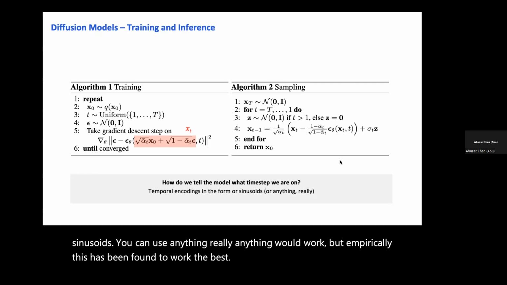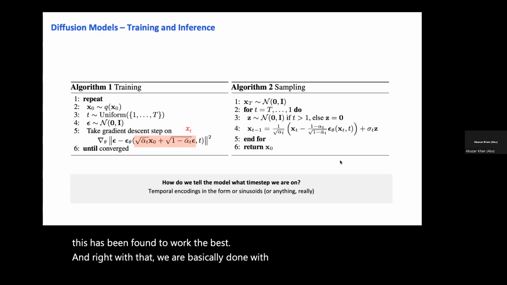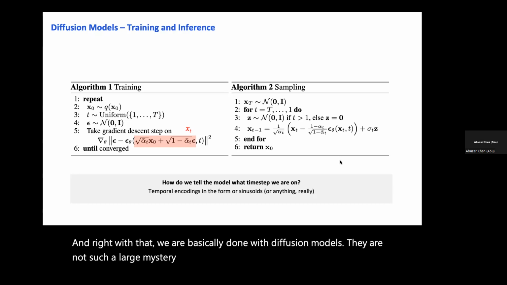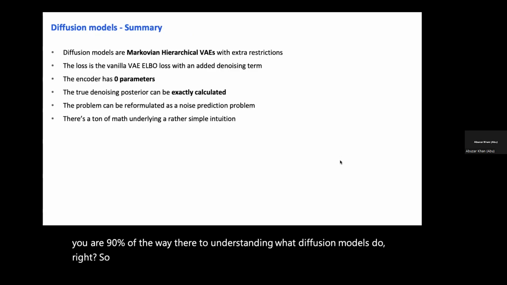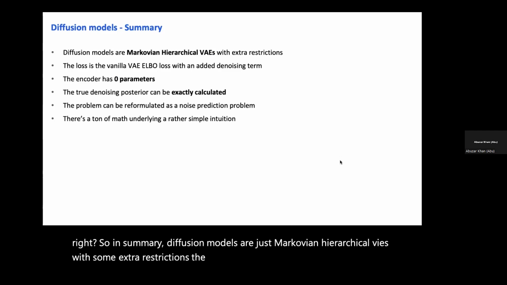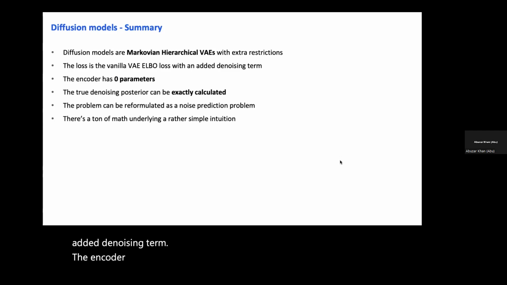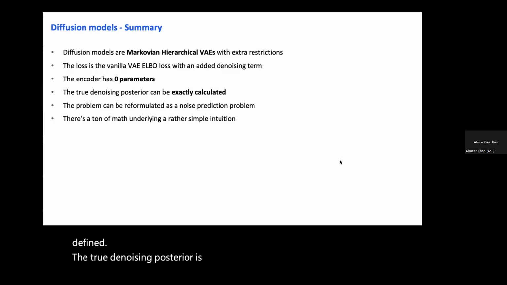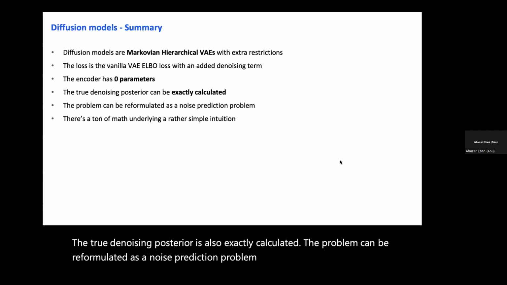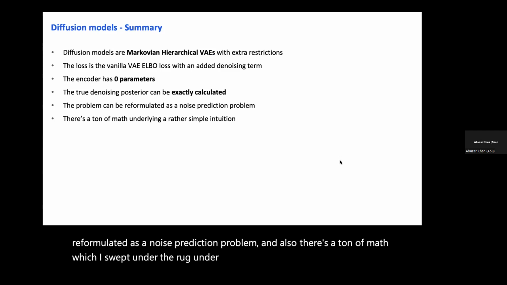And right, with that, we are basically done with diffusion models. They are not such a large mystery anymore. As long as you know what VAEs do, you are 90% of the way there to understanding what diffusion models do, right? So in summary, diffusion models are just Markovian hierarchical VAEs with some extra restrictions. The loss is the vanilla VAE ELBO loss with an added denoising term. The encoder has no parameters. There is no learning of the encoder. It is defined. The true denoising posterior is also exactly calculated. The problem can be reformulated as a noise prediction problem.